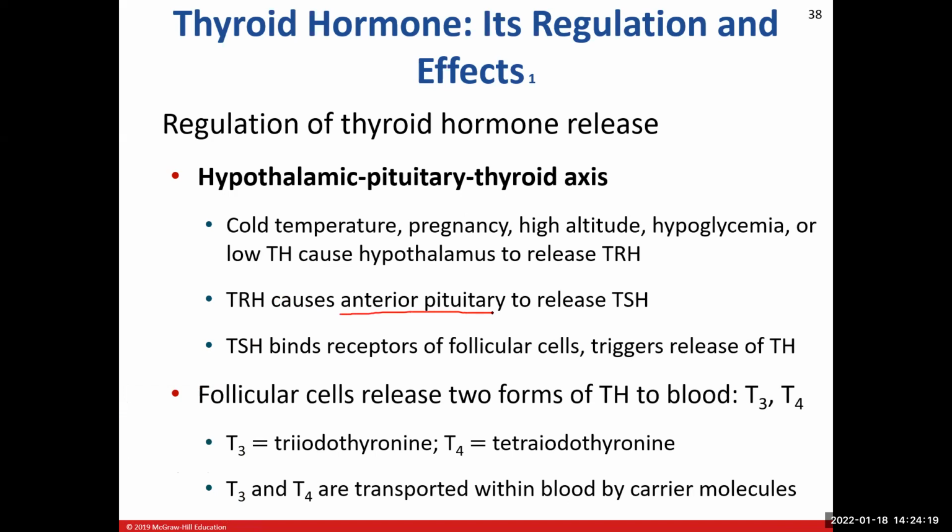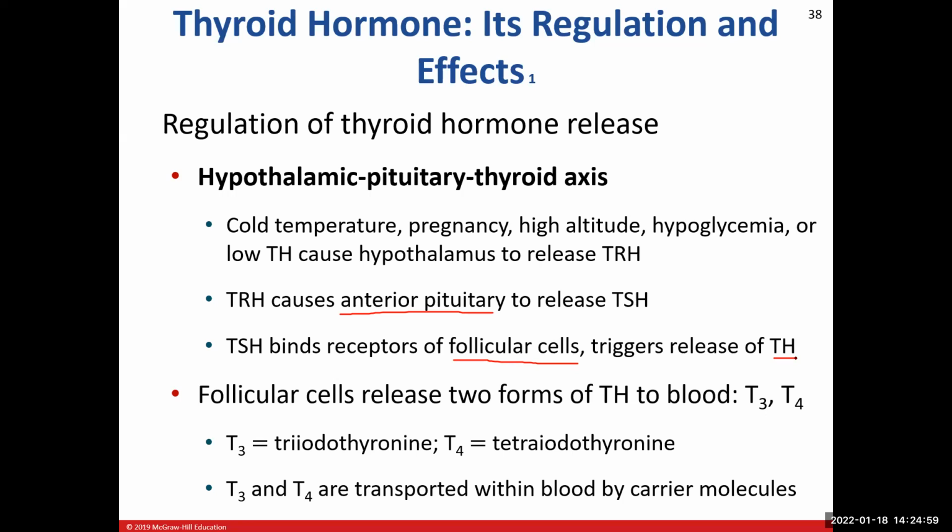stimulating hormone. And so TSH is going to go into the general circulation, circulate throughout the body, but ultimately wind up at the thyroid gland where the receptors are, and it's going to bind on the receptors of those follicular cells, and it's going to eventually cause the release of thyroid hormone. So when the follicular cells release that thyroid hormone, it is going to release it into the blood in two forms, what we call T3 and T4. And that has to do with bonding of the iodine here in the molecule.